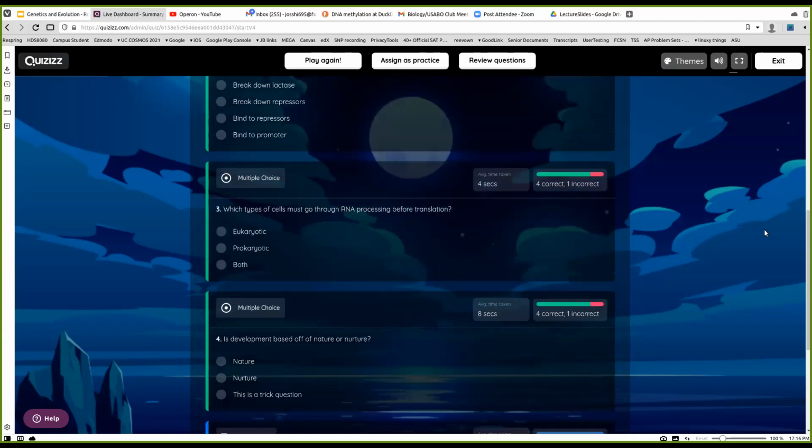The third one: which types of cells go through RNA processing before translation? This is the one where we talked about differences between eukaryotes and prokaryotes. Only eukaryotes need to go through RNA processing, right? That's the cutting out of the introns and the addition of various parts. This happens in eukaryotes only because when you move from one section to another, if you don't add those modifications, the RNA might degrade within the cell itself.